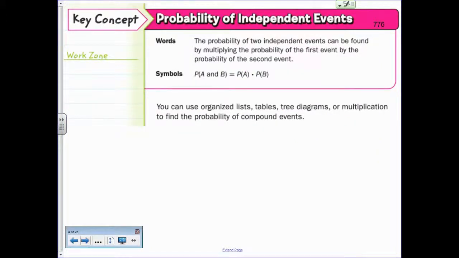Probability of independent events. The probability of two independent events can be found by multiplying the probability of the first event by the probability of the second event. So we could say the probability of A and B equals the probability of A times the probability of B. You can use organized lists, tables, tree diagrams, or multiplication to find the probability of compound events. And we've already done this.